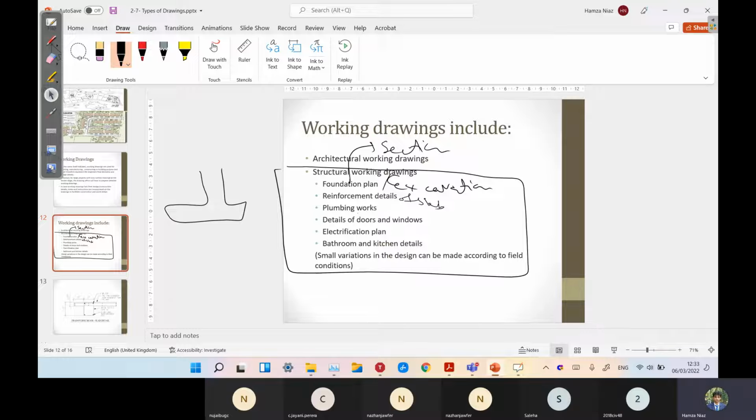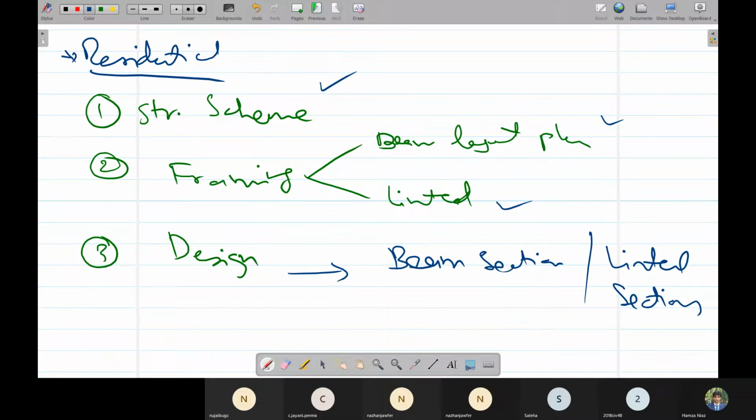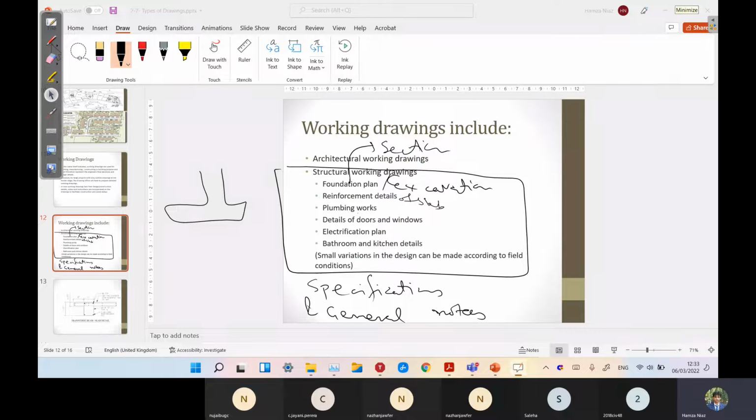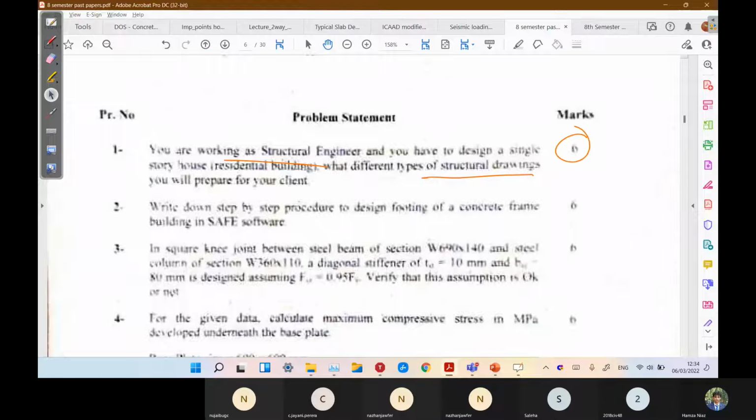And one thing extra is specifications. We have to show by which code we have carried out this design, and general notes. So these are all the drawings. You have to memorize them, because they simply ask what types of drawings we should draw. So the first is the structural scheme, then framing and design, and then the foundation plan, reinforcement, plumbing, windows, electrification, and bathroom and kitchen details. We have to write all this in the first question. This is worth 6 marks.